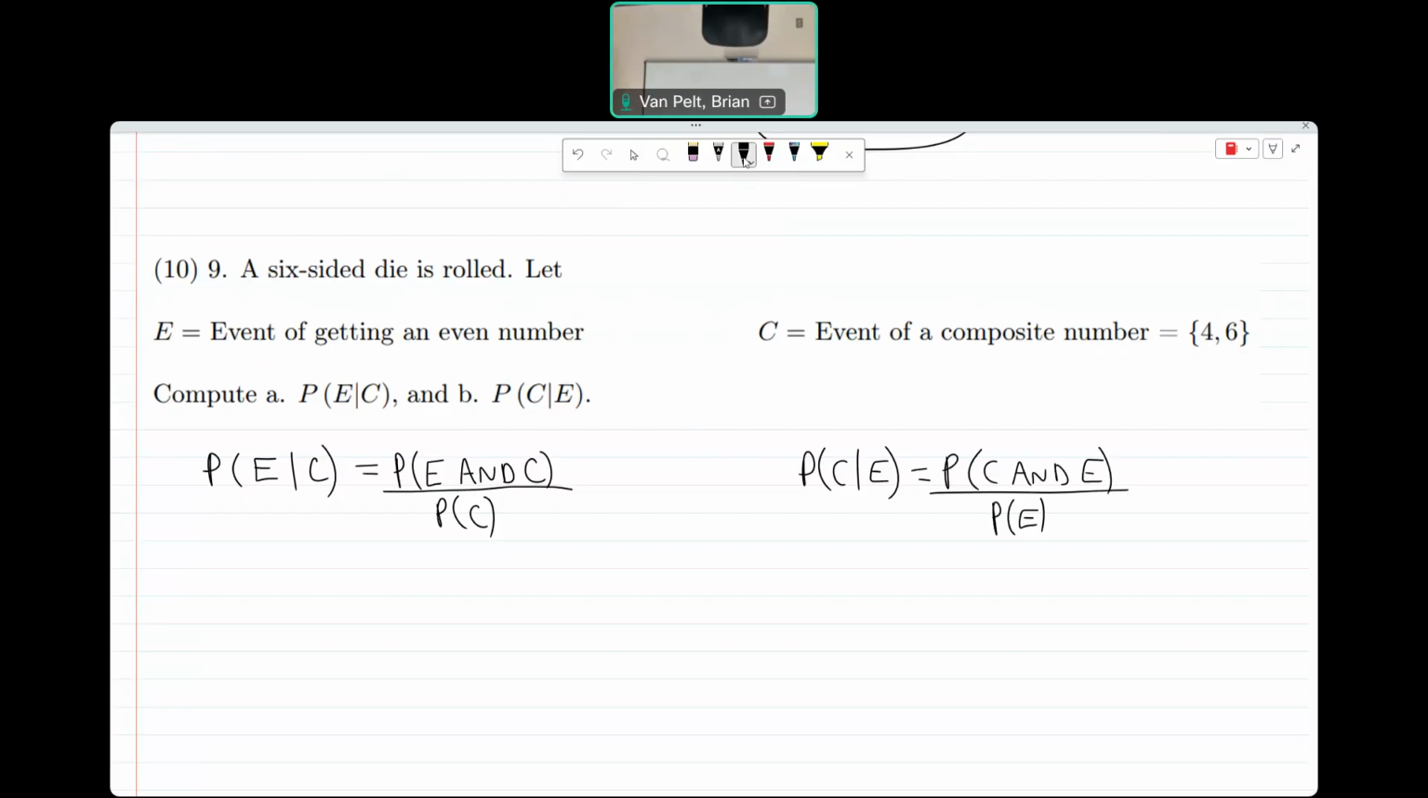Can you tell me the probability of E and C? You might find it better if you tell me what numbers are involved with E. What are they? 2, 4, and 6. So now I'm looking for this and that. What do they have in common, these two sets? The numbers 4 and 6, don't they? So that's 2 out of 6.